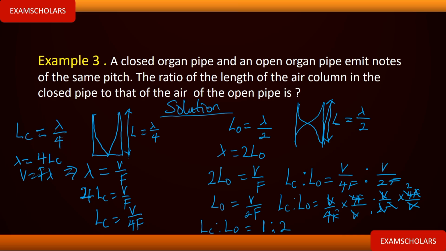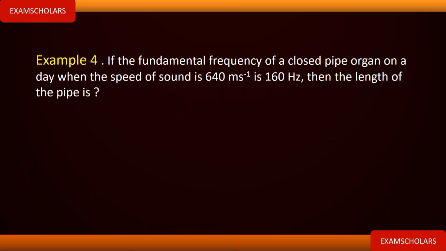So you divide lambda over 4 times 4 over lambda, ratio lambda over 2 times 4 over lambda. So you get 1:2. Now let's solve this next question, which is: if the fundamental frequency of a closed pipe organ on a day when the speed of sound is 640 is 160 Hz, then the length of the pipe is... this one is very simple. So let's have our solution.